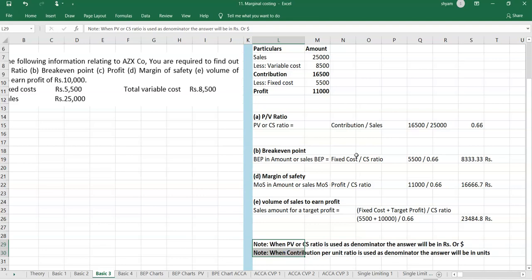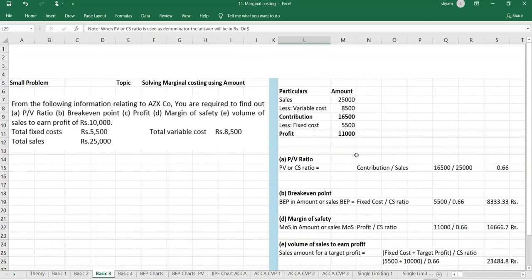So that's about this problem. I think we have finished A, B, C, D.